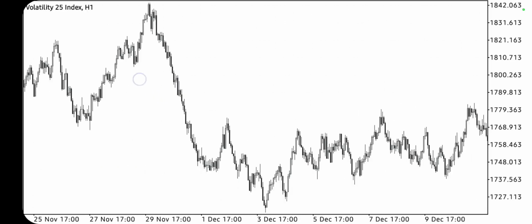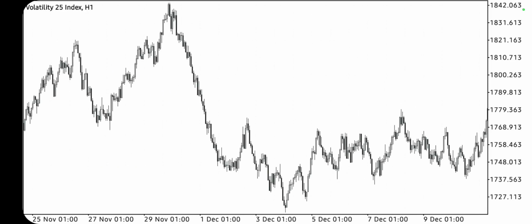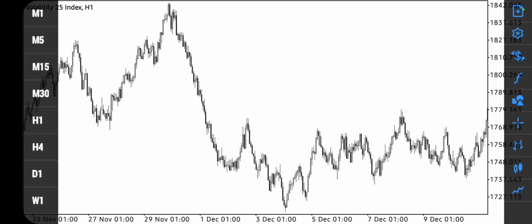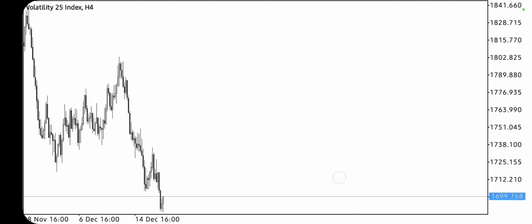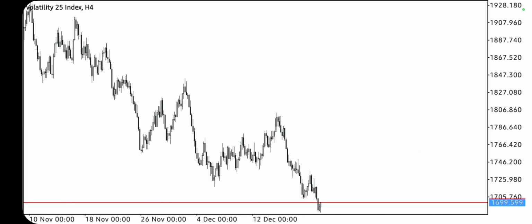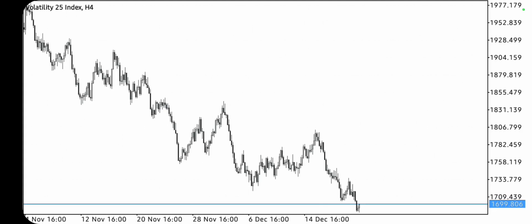So basically, we are in a full downtrend on the volatility 25 index. Checking the 4 hour time frame, yes, we are in a total downtrend, which is very, very obvious. We are in a total downtrend on the volatility 25 index.